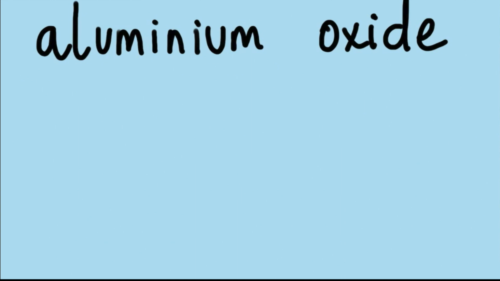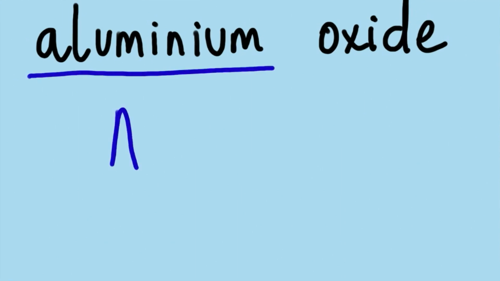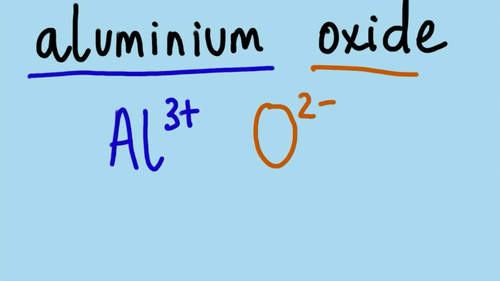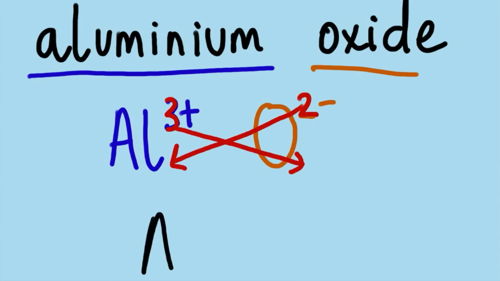Okay, let's have a look at a more challenging example, aluminium oxide. The compound contains Al and O. Aluminium has a charge of 3+ and oxygen 2-. So there's a really simple way to solve this now. What we need to do is take the numbers that are placed where the charges are and swap them and place them at the bottom of the elements. And that gives the formula Al2O3.